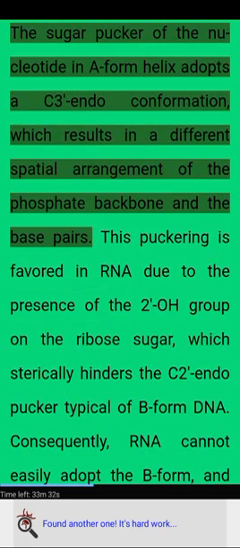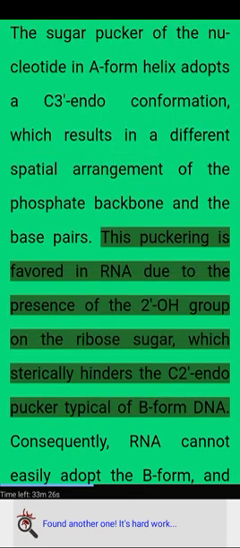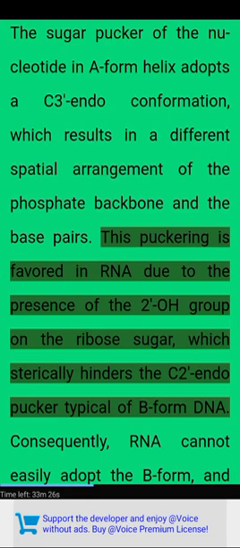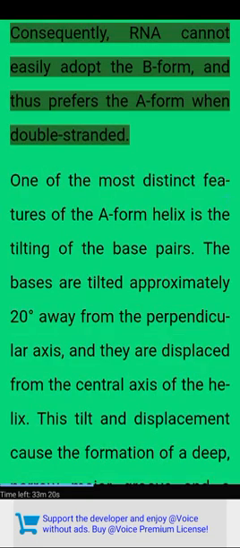The sugar pucker of the nucleotide in the A form helix adopts a C3' endo conformation, which results in a different spatial arrangement of the phosphate backbone and the base pairs. This puckering is favored in RNA due to the presence of the 2' hydroxyl group on the ribose sugar, which sterically hinders the C2' endo pucker typical of B form DNA. Consequently, RNA cannot easily adopt the B form, and thus prefers the A form when double-stranded.